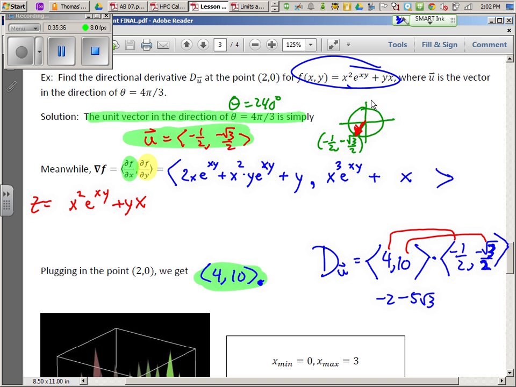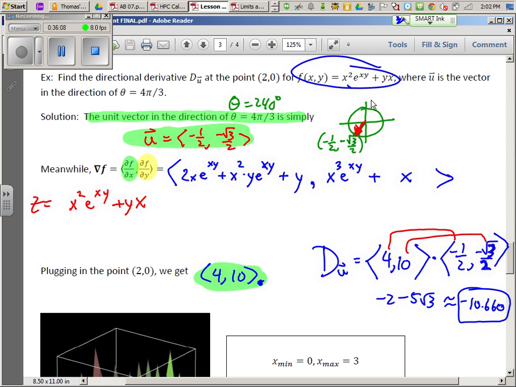And if you want to use a calculator, you can get real accurate. I think it's close to negative 10 and a half. I'm going to double check that number. So negative 2 minus 5 root 3. It's negative 10.660. Okay, we actually did it. We found the directional derivative at the point 2, 0 for this hiker.